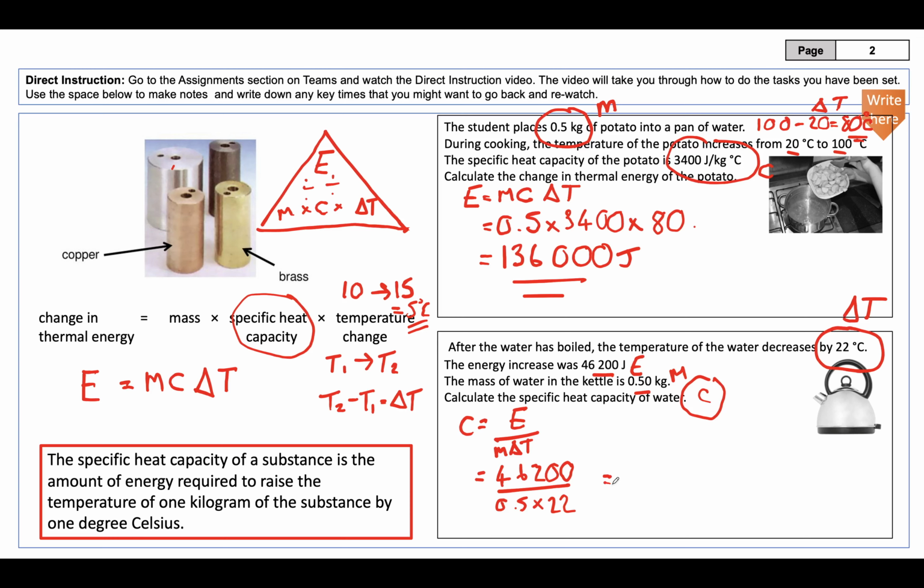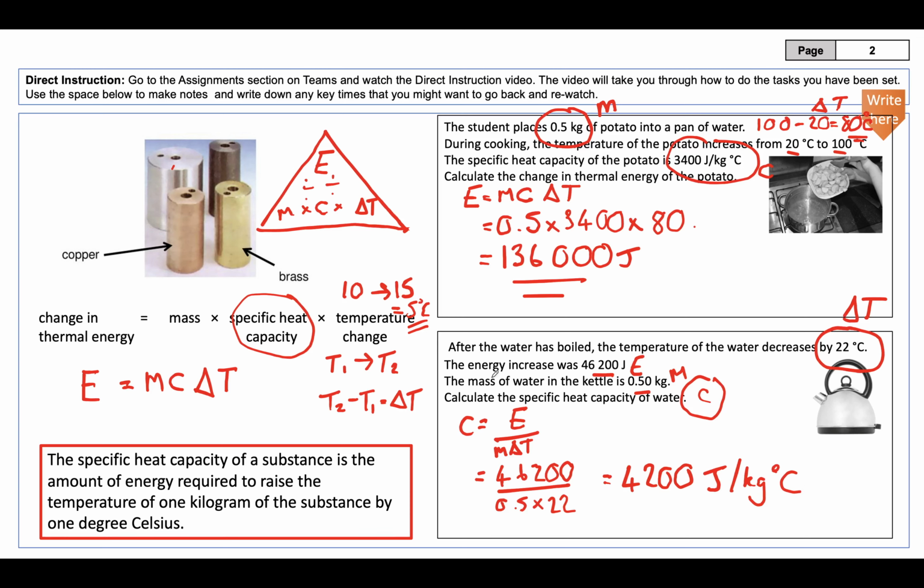I've not left enough room to lay it out properly. I'll just do it to one side, but when you do this, make sure you leave yourself plenty of space. 46,200 over 0.5 times 22. And before I press equals, I'm looking for something like 4,100, 4,200. So let's hope we've got this correct. And yes, we have. 4,200. And it's the amount of energy joules per kilogram per degrees C. So it takes me 4,200 joules to increase 1 kilogram by 1 degree Celsius.